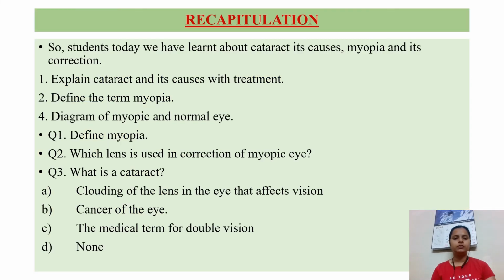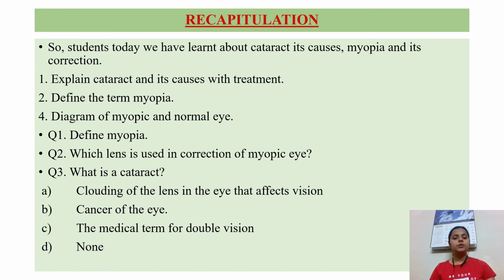Okay, now let's. So yes, students, now comes the recapitulation part. So students, today we have learnt about cataract, its causes, myopia, and its correction. We have explained the cataract and its causes with treatment. The cataract surgery is the treatment for the cataract. We have also learned the term myopia. We have seen the diagram of myopic and the normal eye. So question 1, you have to define myopia. So you can write down your answer in the chat box and you need to define it in your own words. Okay.